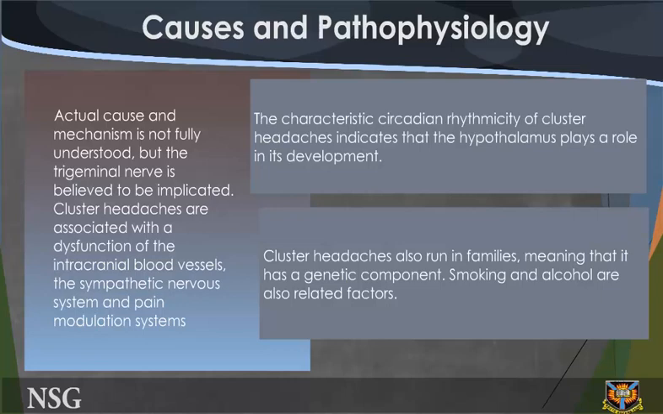Cluster headaches are associated with a dysfunction of the intracranial blood vessels, the sympathetic nervous system, and pain modulation systems. The characteristic circadian rhythmicity of cluster headaches indicates that the hypothalamus plays a role in its development. Cluster headaches also run in families, meaning that it has a genetic component. Smoking and alcohol are also related factors.